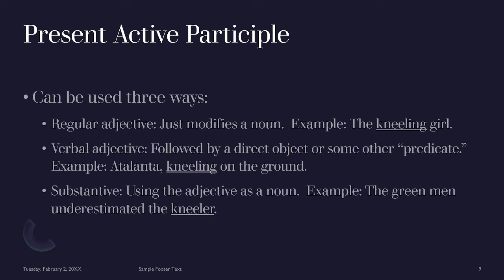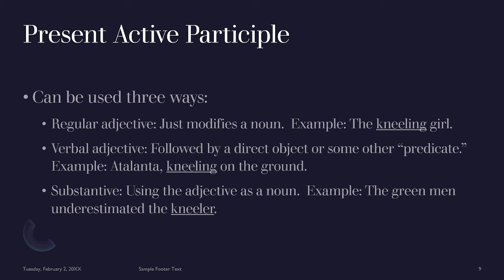And then the third use is the substantive use. And we've talked about substantives before. All that means is we're using the adjective as a noun. So in this case, we could say the green men underestimated the kneeler. There's not going to be any other noun in the sentence that is used the same way as kneeler. So it is, in this case, the direct object. It's going to be an accusative when we put it into Latin. But there won't be any other accusatives that go with it. There won't be a noun that goes with it.